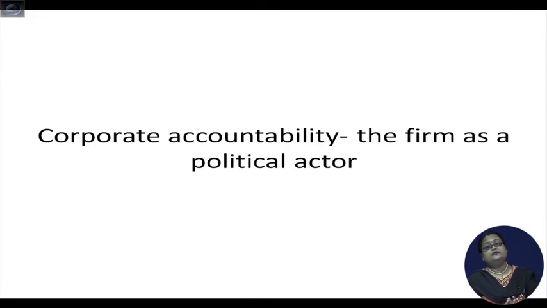Next, we'll move on to the accountability of the organization, when we talk of corporate accountability and the firm as a political actor. Thank you.